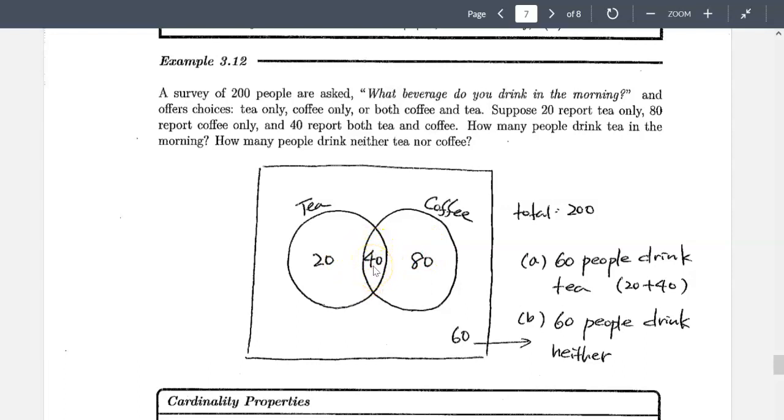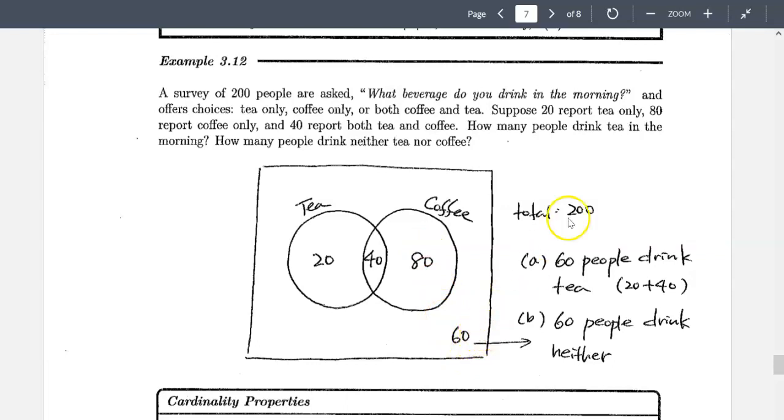Now, the rest of the question is a little trickier. 20 people report tea only, so 20 goes in the tea only section. And 80 people report coffee only, so 80 goes here. So we have all sections of it. Now, this 60 is not given to you, but we know it because 200 people were asked, so the entire thing should total 200. If you add all these numbers up and subtract from 200, that's where we get the 60.